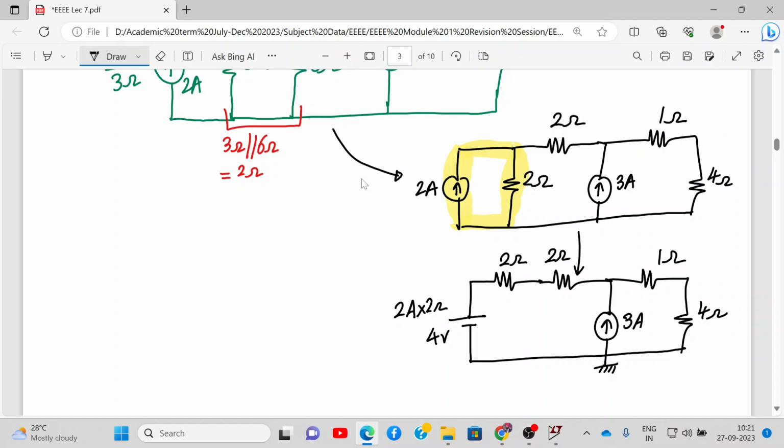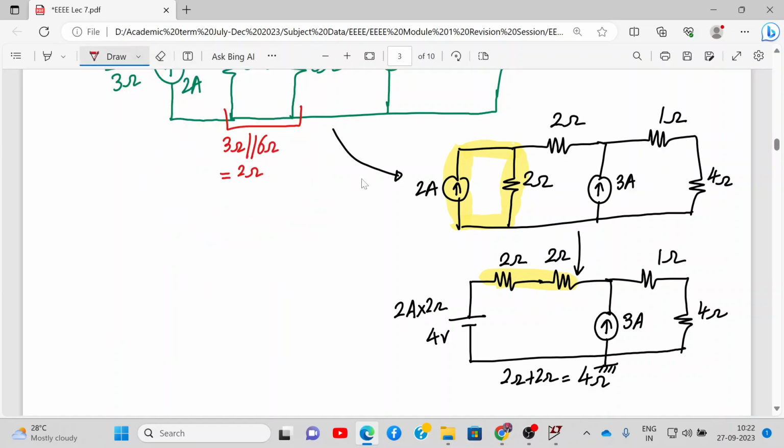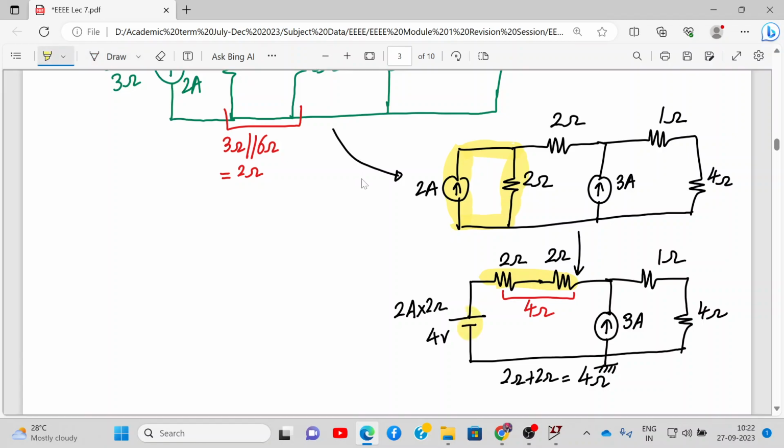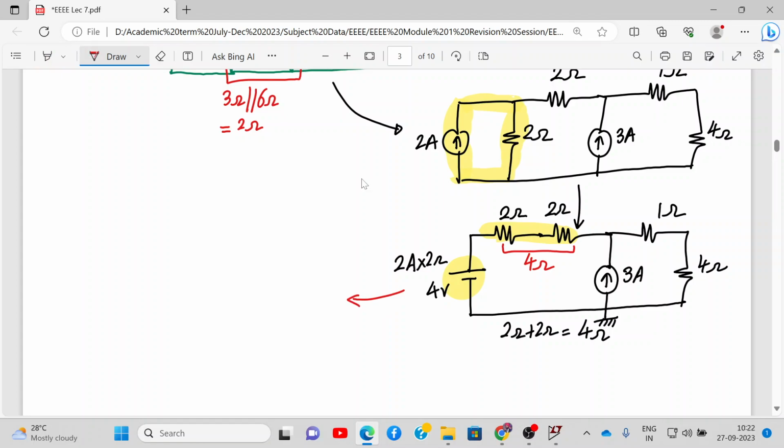Alright. Now, if you see carefully, these two resistances are in series. So basically, 2 ohm plus 2 ohm is equal to 4 ohm. So in the next part, we will be directly converting this part over here into a 4 ohm resistance. Let's skip one step. So this is basically a 4 ohm resistance. So now what we have is a 4 volt voltage source in series with a 4 ohm resistance. So that gets converted into a current source parallel to this 4 ohm resistance. So let's do that transformation now. So I'll be doing it over here.